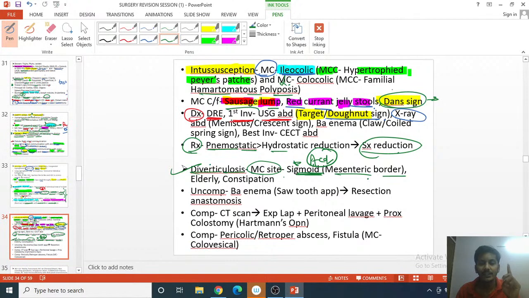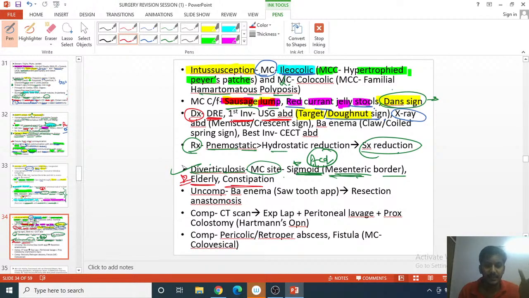And acquired diverticula is common on which border? Mesenteric border. Whereas talking about congenital diverticula, that is your Meckel's diverticulum, it is common on the antimesenteric border. Please remember. So the sigmoid colon is the most common site of diverticulosis. It is more commonly seen in the elderly age group, and the most common cause is constipation. The most common cause is low dietary fiber intake, which can lead to constipation.